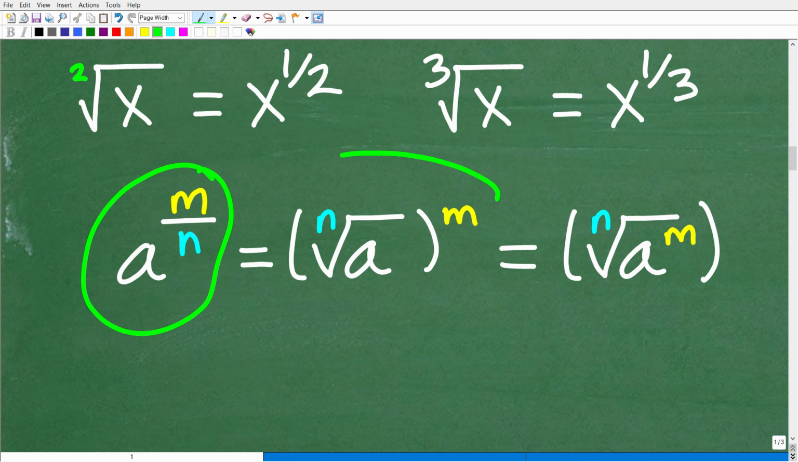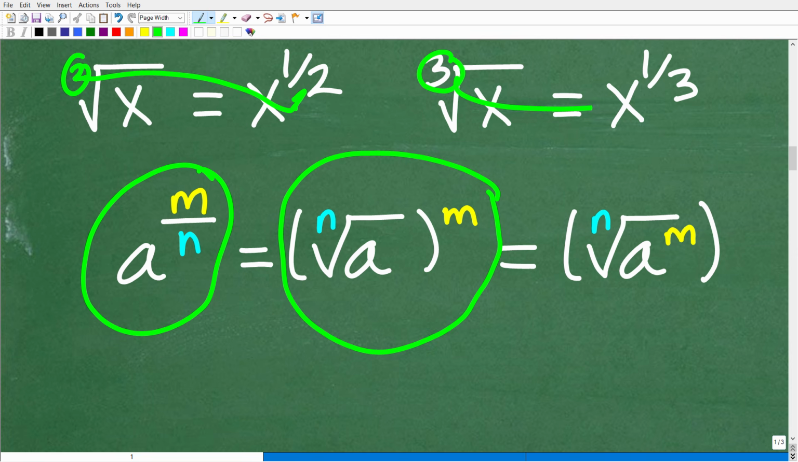Okay, so that is equivalent to this expression. So the nth root, right? The denominator here is the root. The little 2 is the 2 in our denominator. This little 3, like the cube root, is the number in our denominator. So you've got to really be paying attention to this notation right here. Our denominator number is our root, okay?